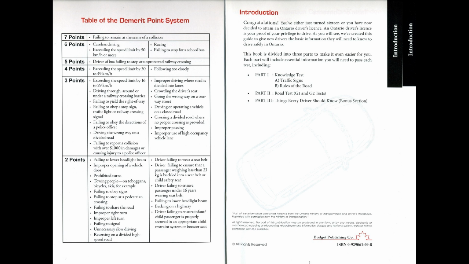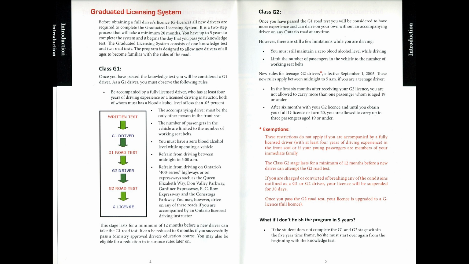Graduated licensing system. Before obtaining a full driver's license, the G license, all new drivers are required to complete the graduated licensing system. It is a two-step process that will take a minimum of 20 months. You have up to 5 years to complete the system, and it begins on the day that you pass the knowledge test. The graduated licensing system consists of 1 knowledge test and 2 road tests. The program is designed to allow new drivers of all ages to become familiar with the rules of the road.